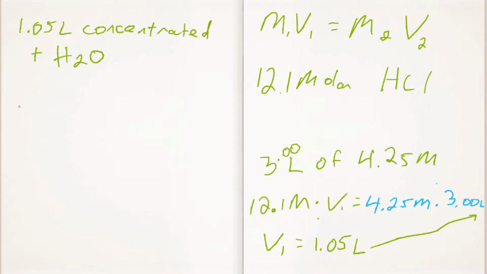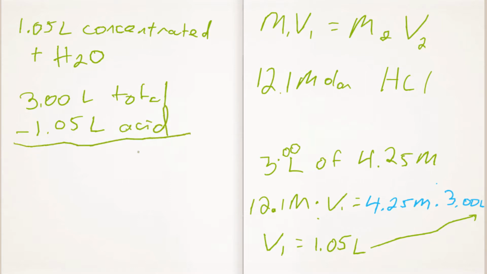Well, I know I want a total volume of 3 liters total. I know that 1.05 liters of it is going to be the acid. That leaves me with all the rest of it being water. So 1.95 liters. So how would you do this? Well, in reality, what you would do is you're making a 3-liter solution, correct?